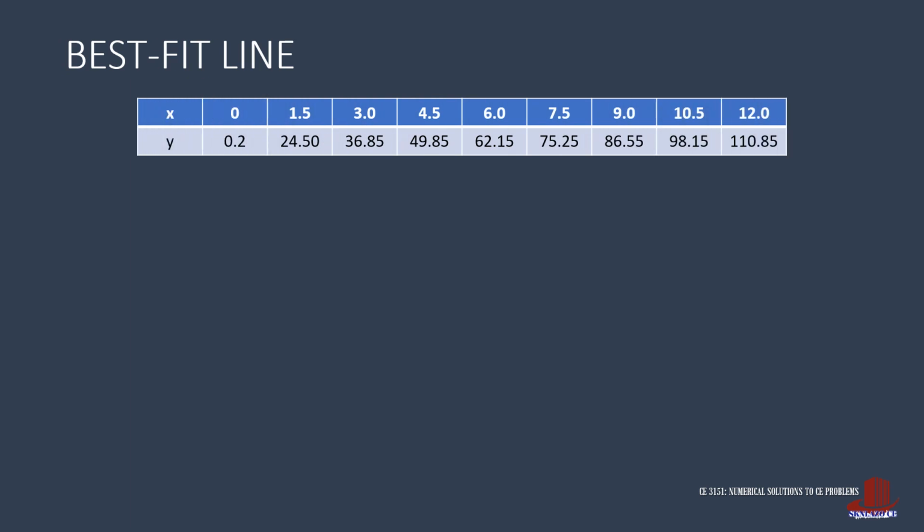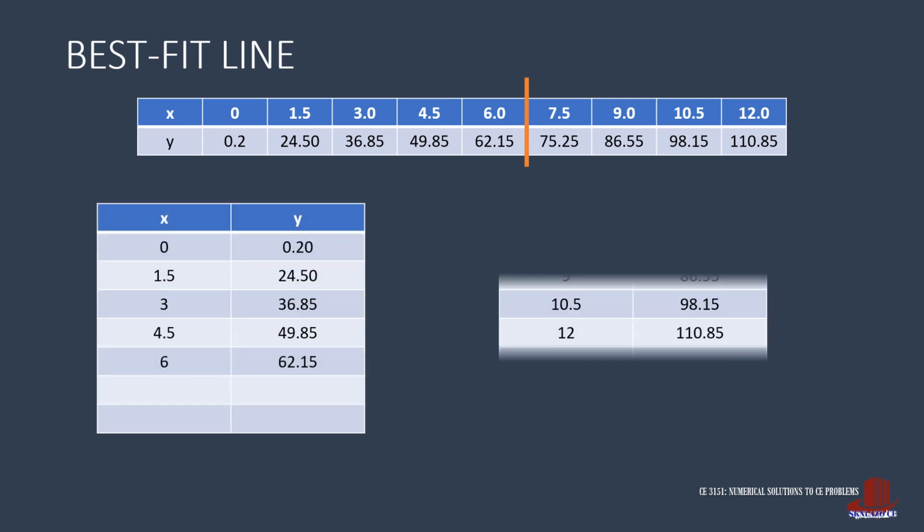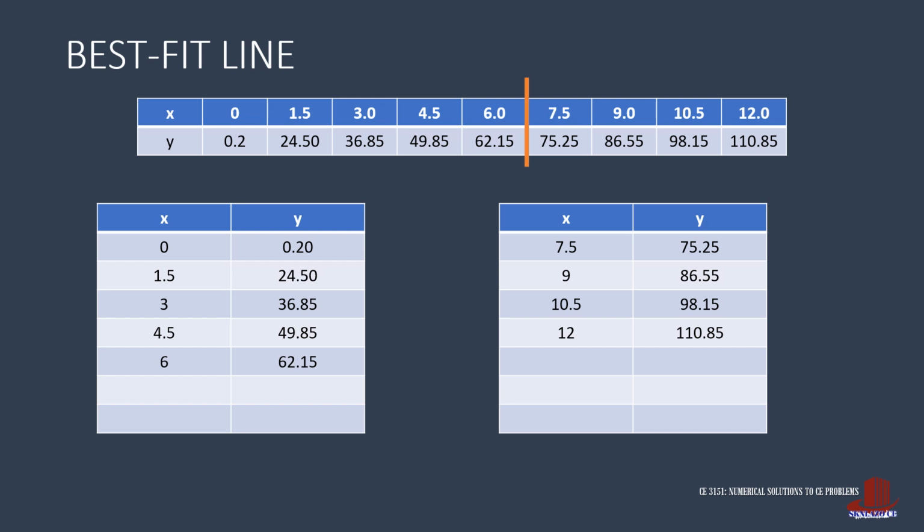Just the same, we will be solving for the best fit line and best fit curves for the given dataset. So starting with the best fit line, we divide everything into two, and the excess will be placed into the first table. The first group has x from 0 to 6, having 5 data points, and the second group has x of 7.5 up to 12 with 4. When solving for the total, x from the first table is 15 and y is 173.55. From the second table, x happens to be 39 and y is 370.8.